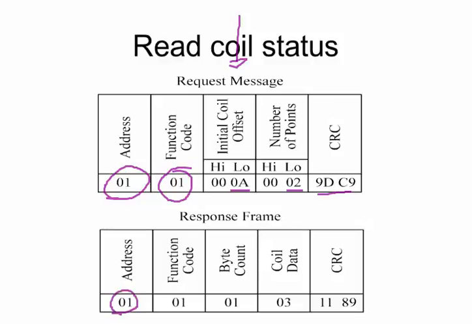So down at the bottom, it mirrors back the address, 01. Sorry, the address that says I'm 1. Function code 1 is what you asked me for. There is 1 byte of data, and then the coil data, 03. If you look at binary, 03 is 1, 1. So that's what's in the least significant byte. We asked for 2 coils, so this is telling us that the coils are both on. So that's what it looks like on the wire.